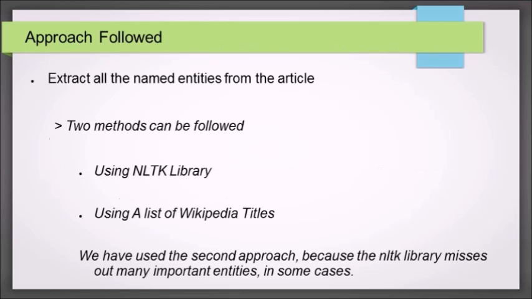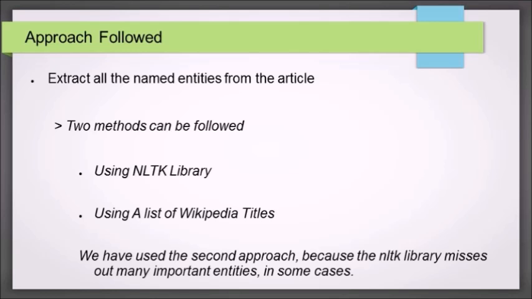Now, moving on to the approach followed. There are 5 steps in which our approach is implemented. The first step is the extraction of all the named entities from the article. This can be done in 2 methods. One of the methods is by using the NLTK library and another is by using the titles on Wikipedia.